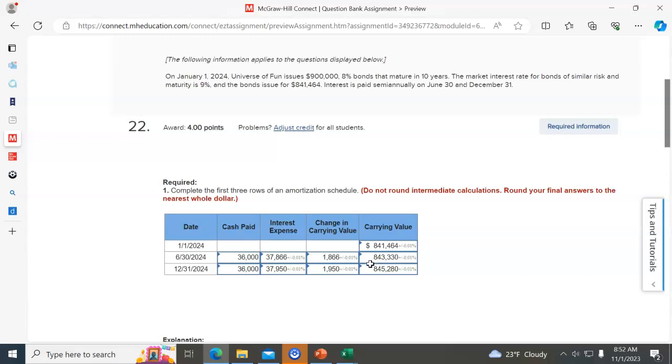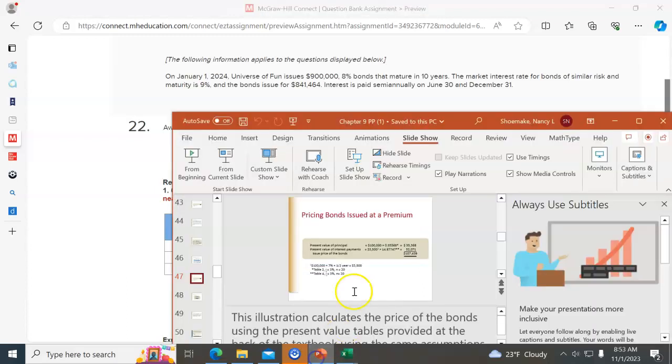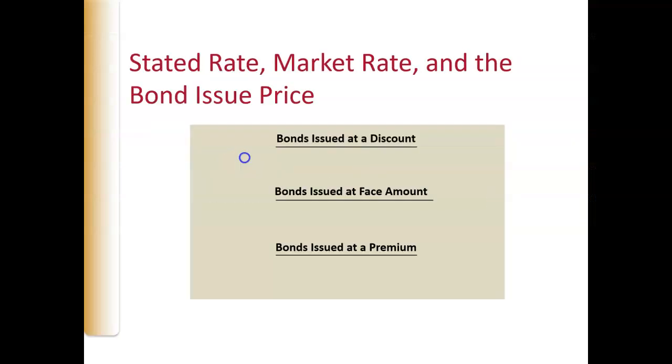Then for the next payment period, it's going to be the new carrying value of 843,330 times the 4.5%. And that difference is going to be discount on bonds payable. That will increase the carrying value. Remember, when there's a discount on bonds payable, the issue price is lower, but by the time of maturity, the bonds are going to equal the face amount, aren't they? Got it? Yes, no? Any questions? Have I confused you even more? Or hopefully that was a learning experience. What not to do?